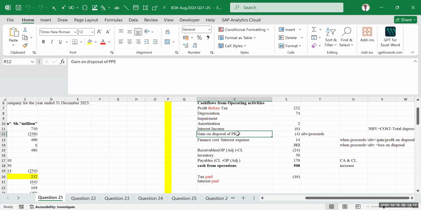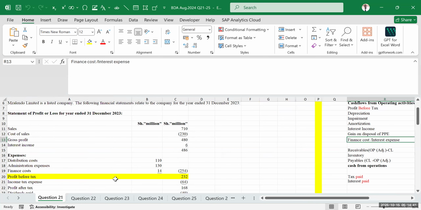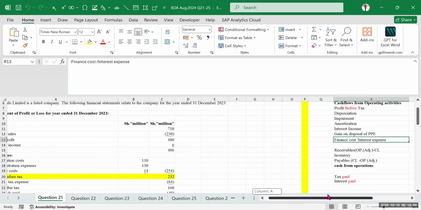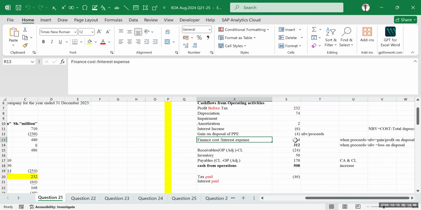Gain on disposal was also recognized as a gain in our statement of profit or loss. So our profits were overstated by the same amount. The adjustment we did was now to deduct it. It overstated our profits, so we adjust by deducting. Finance cost or interest expense is usually charged as an expense in our income statement. To adjust, we add back.